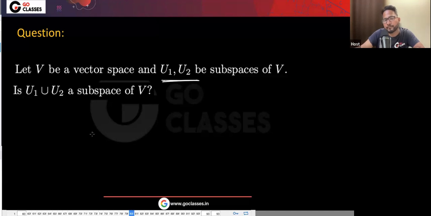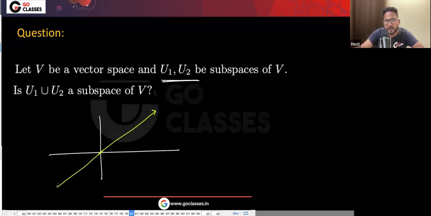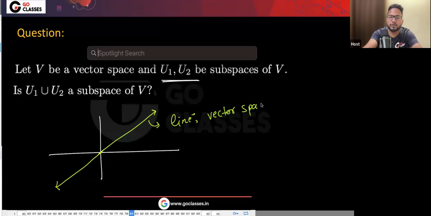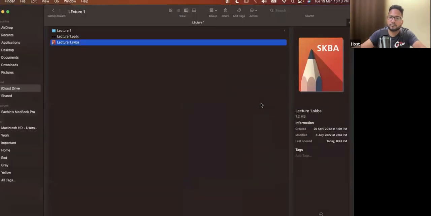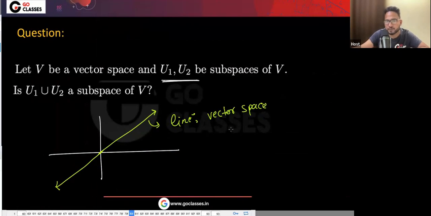What do you think? Let's suppose you have two vector spaces. For example, let's suppose this is one vector space. Is this a vector space in R2? This line? Is this a vector space in R2? What do you think? R2 has two components, right?